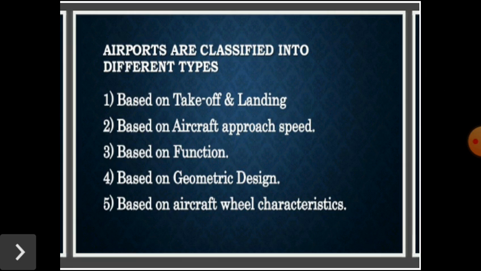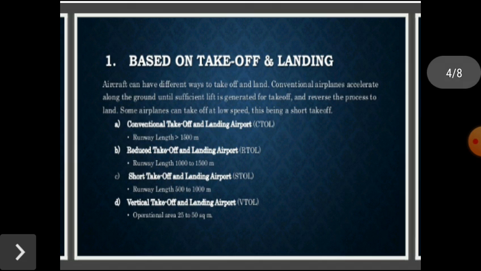So now the classification. Airports are classified based on some categories. First one based on takeoff and landing, then based on aircraft approach speed, based on function, based on geometric design, and based on aircraft wheel characteristics. So, based on takeoff and landing.